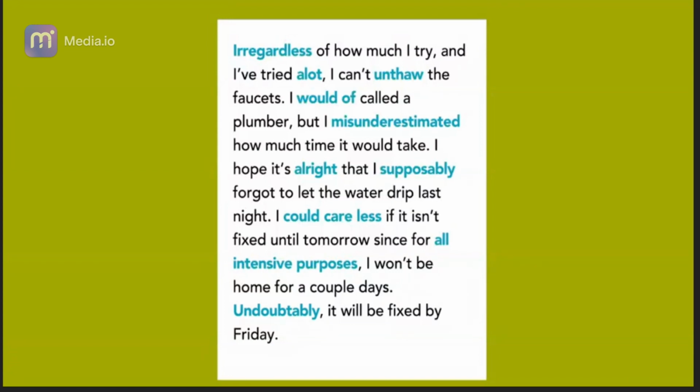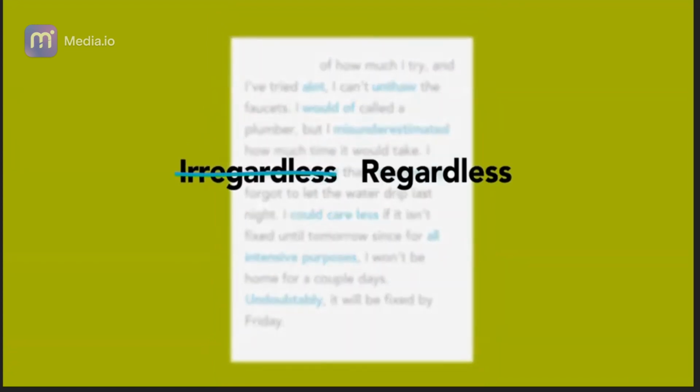First, irregardless isn't a word that has any correct use or meaning. The correct word is regardless. Irregardless is never correct. Why? The prefix ir means not or non. So technically, irregardless would mean that you do have regard for something, which is not the message the writer intends.